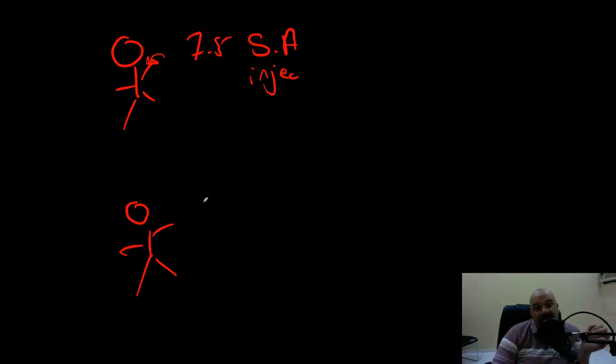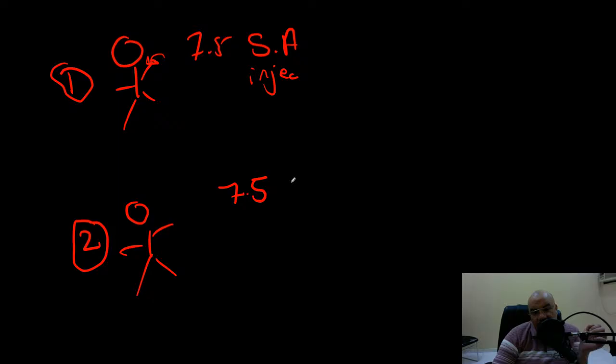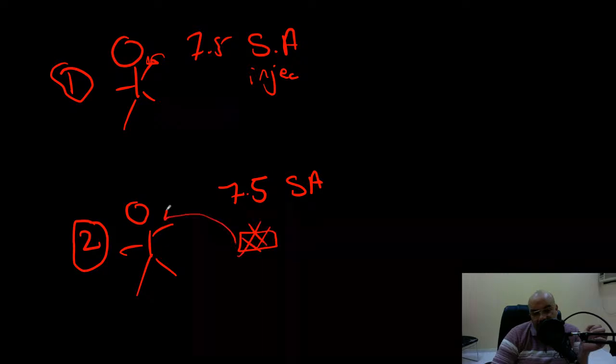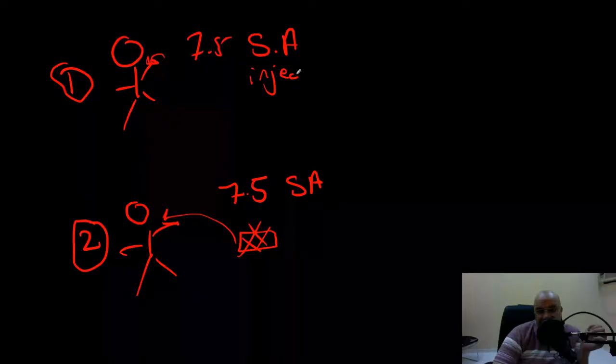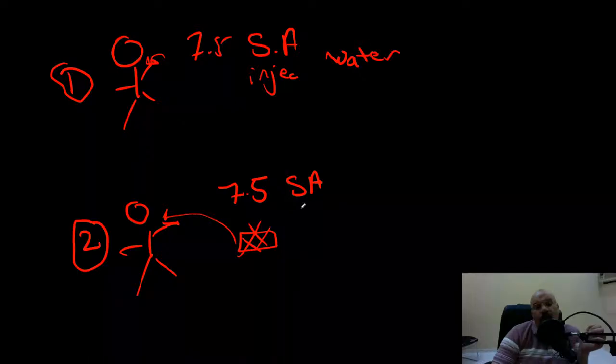So this is the first group. The second group, they brought the same amount, 7.5 million Staphylococcus aureus, but they put it on a piece of gauze, and they put it on the arm. They wanted to discover whether it makes a difference if we give Staphylococcus aureus in water for injection or normal saline, or if we give it in gauze.